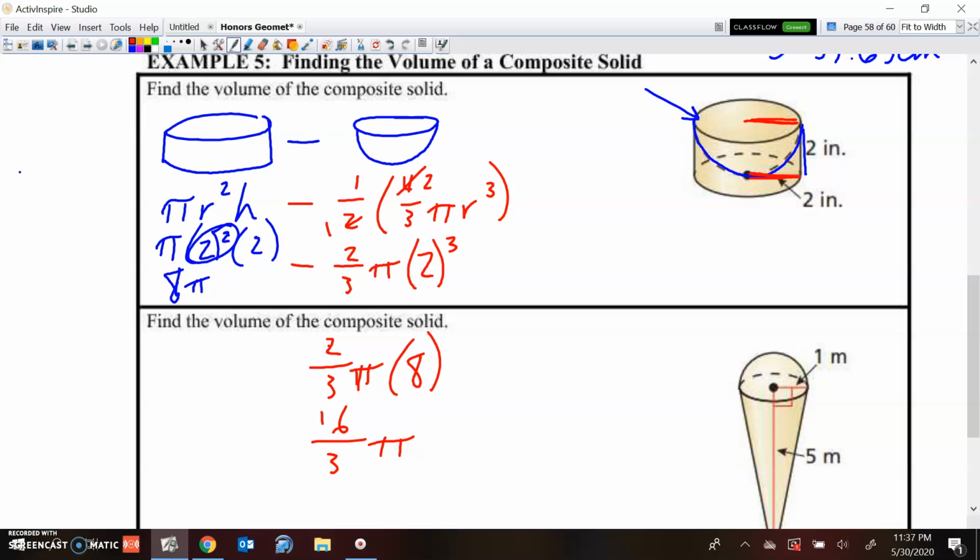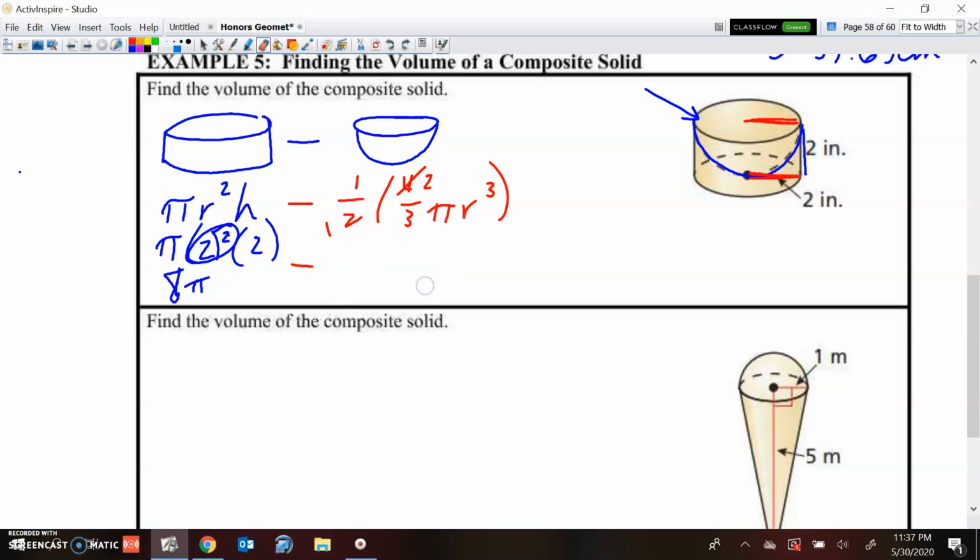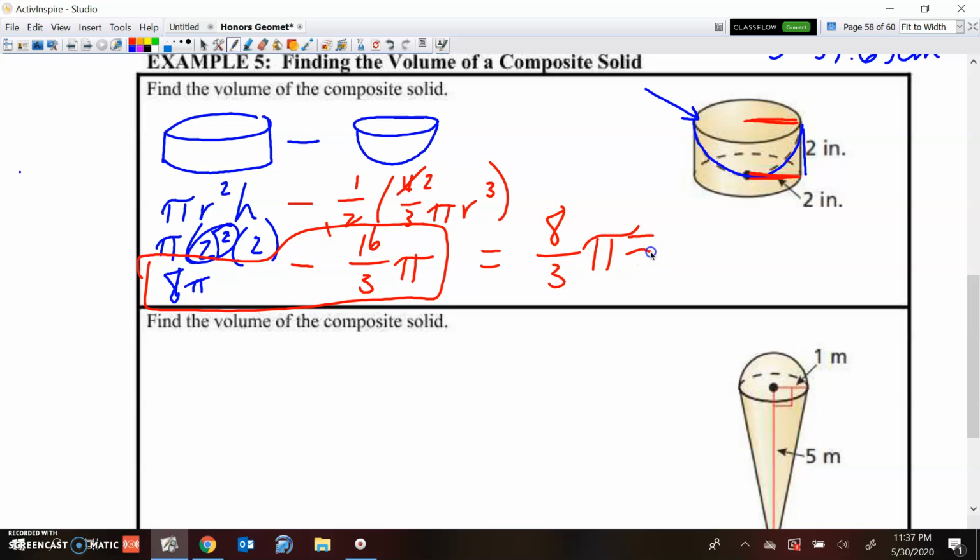Okay, all right, so let's erase all of this. I'm just going to rewrite that as 16/3 pi right here. So now I'm doing 8 pi minus 16/3 pi, and all they really want in the end is the answer. If I do my fraction work, this comes out to be 8/3 pi, or I can rewrite that as 8.38 inches cubed. Good work, guys. Okay. All right, last one here.